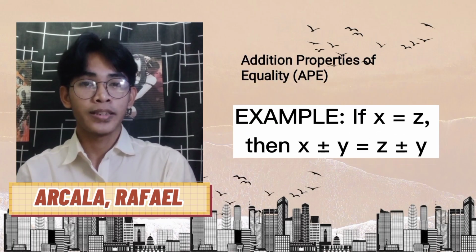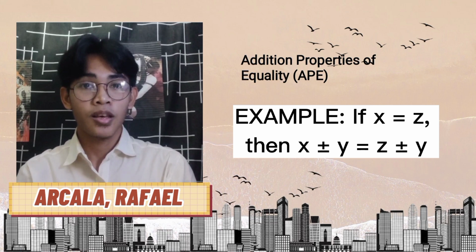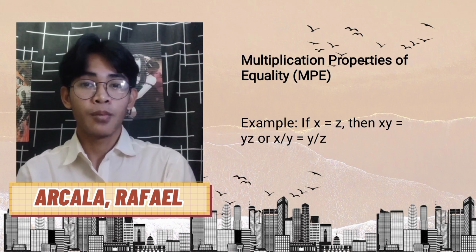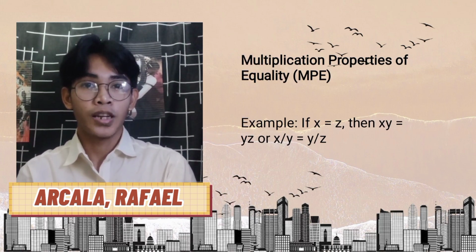Addition properties of equality or APE. Example: if x equals z, then x plus or minus y equals z plus or minus y. Multiplication properties of equality or MPE. Example: if x equals z, then x times y equals y times z, or x over y equals y over z.